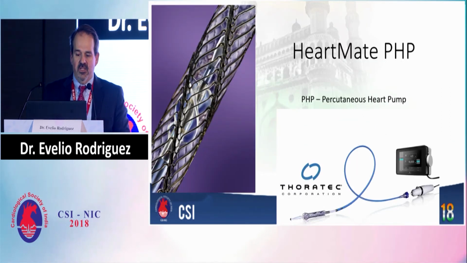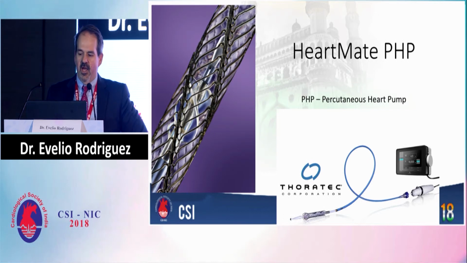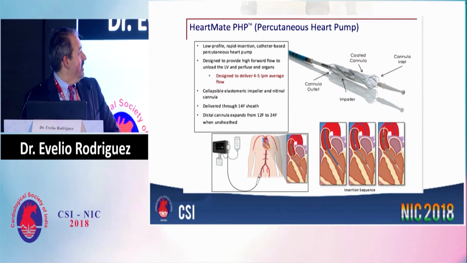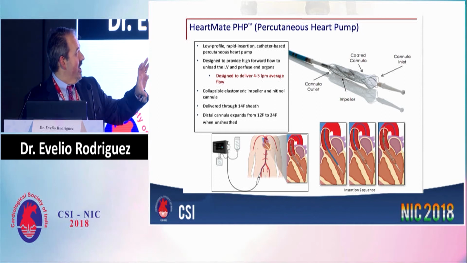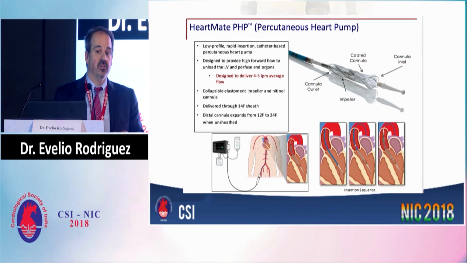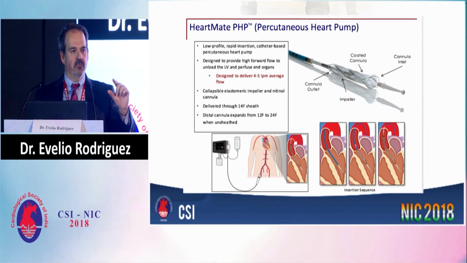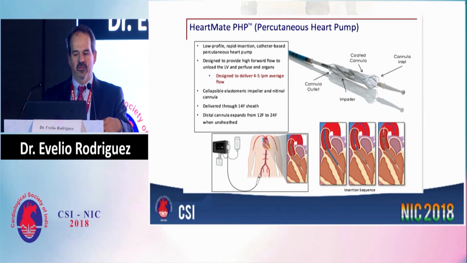A similar device is the HeartMate PHP. The PHP is Thoratec. There's a clinical trial in the US that was started, and basically it's a similar device. It goes through a 14 French sheath, and then you take the sheath back, and this becomes a 24 French. So you end up with the impeller in a similar position that appears to have less movement than the Impella, and because of the way the channels are made within the impeller, perhaps it will have less hemolysis.